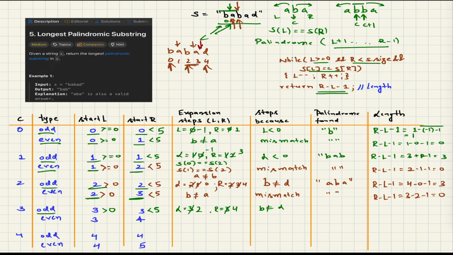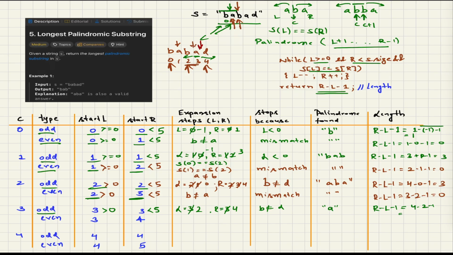Okay, right. S of 2 is not equal to S of 4. Yes, it is not. So what I do is I return this, which is nothing but my R is 4, my L is 2 minus 1, which is nothing but 4 minus 3, which is 1. And obviously the palindromic substring that we had found was this, right? And when I expanded this to this side, it was not palindromic. So we came out of the loop.